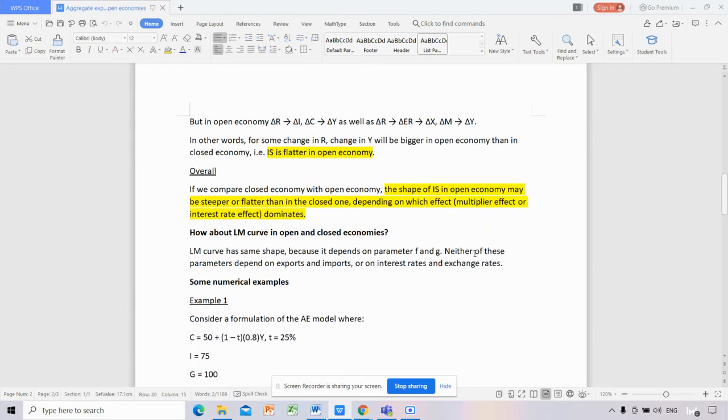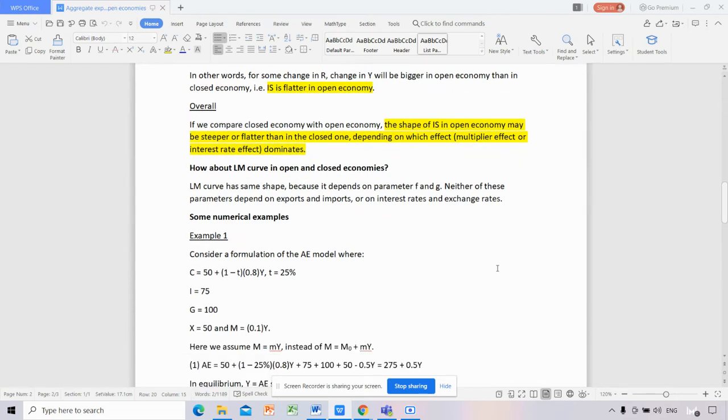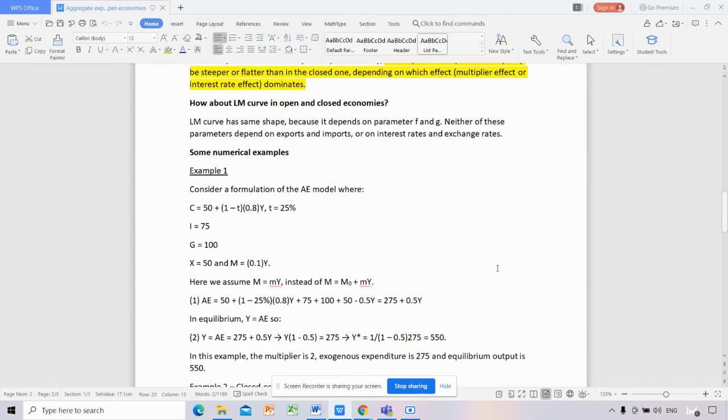Regarding the LM curve, it has the same shape in open and in closed economy, because it depends on the situation in the money market, on parameter F and parameter G, and they do not depend on exports or imports. They do not depend on interest rate or exchange rate. They depend only on the situation in the money market. So that's what you need to know.